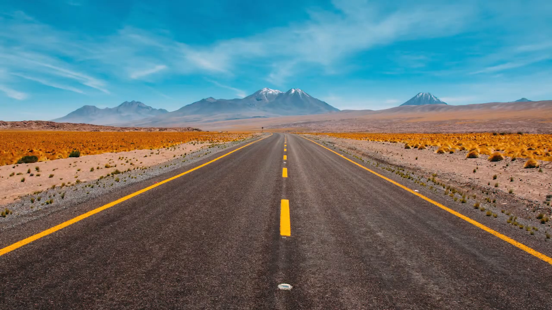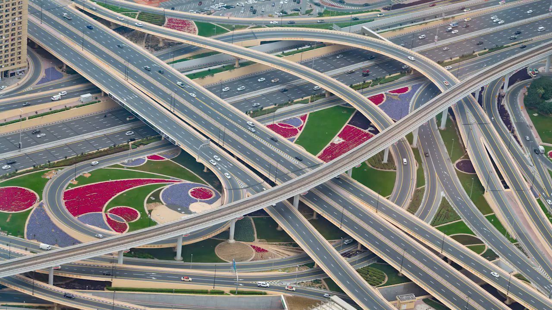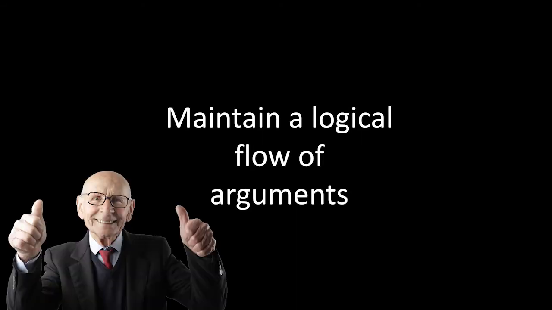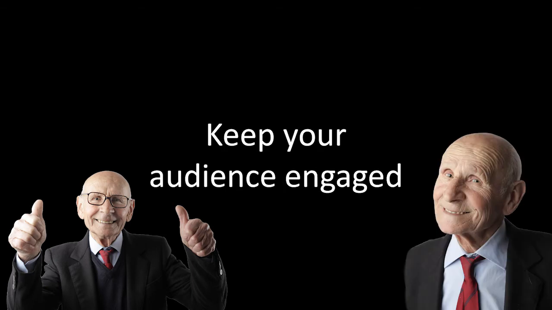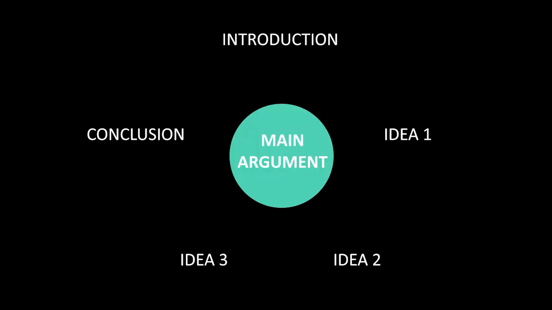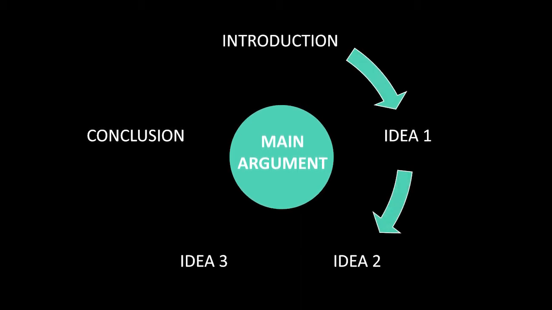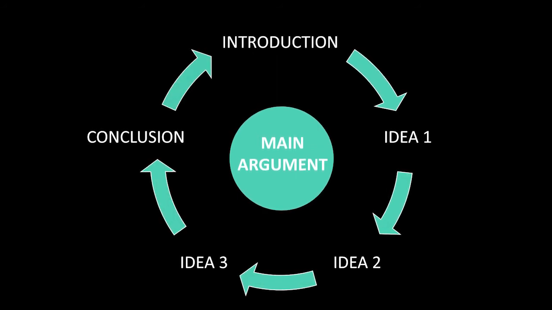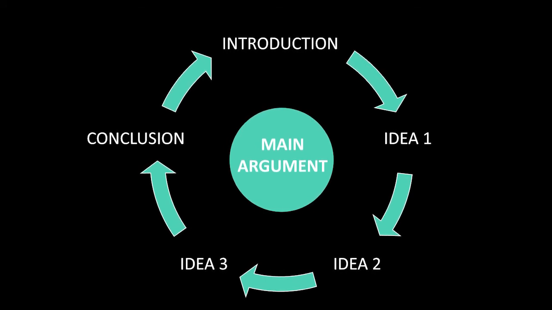You want to guide your audience through the topic, not confuse them. With your structure, you should try to maintain a logical flow of arguments. This will help your audience keep up, and this will keep your audience engaged. This diagram is the best way I can explain it to you. Let's look at everything. So you have your introduction, which flows into idea number 1, which flows into idea number 2, into idea number 3, and finally a conclusion that is linked to the introduction. I want you to notice that everything revolves around your main argument.